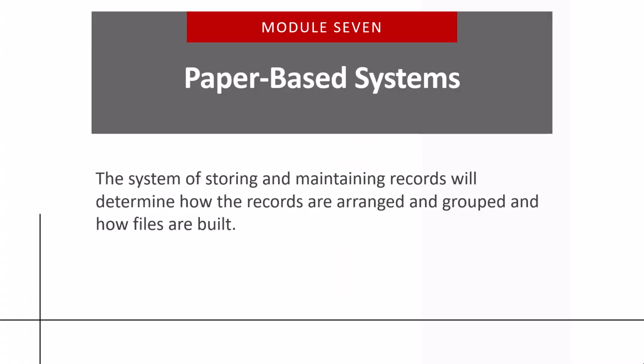Module 7, Paper-Based Systems. The system of storing and maintaining records will determine how the records are arranged and grouped, and how files are built. Paper-based systems are traditional systems that have been used to maintain records before electronic or hybrid records were created.